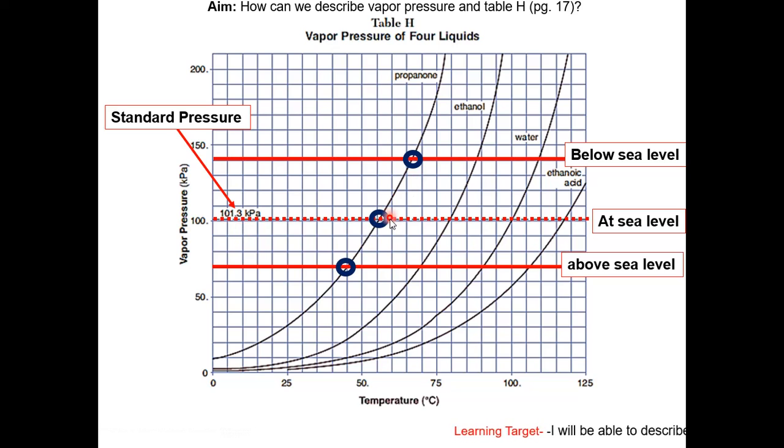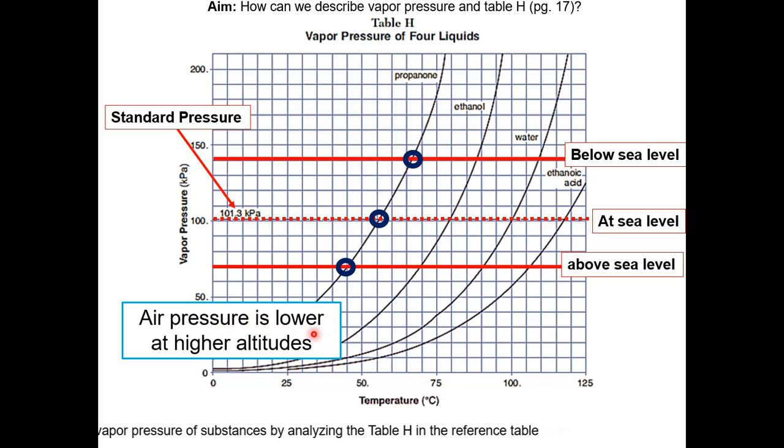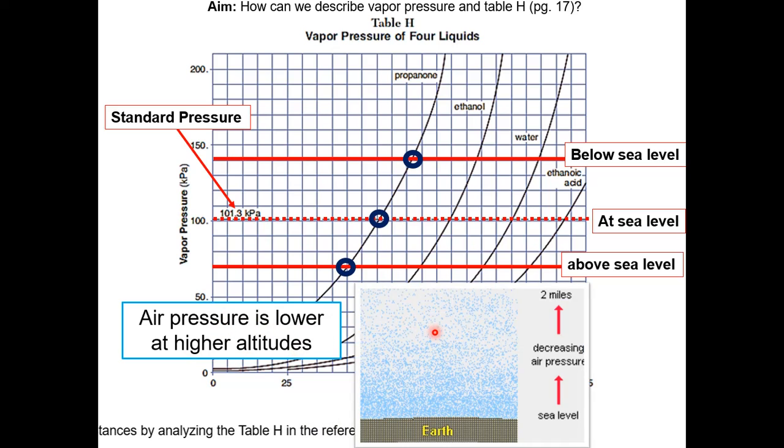I circled a couple of points on the propanol curve. As you can see, as you go up, the pressure will increase. As you go down, the pressure will decrease. Air pressure is lower at high altitudes. Why is that? Because at high altitudes, there's less air molecules pushing down versus at lower altitudes.